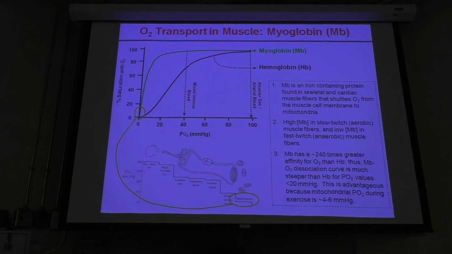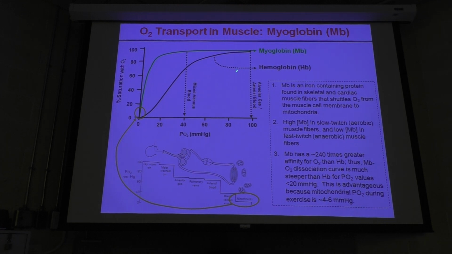So there's also transport of oxygen in the muscle through myoglobin. Myoglobin is an iron-containing protein that's found in skeletal and cardiac muscle fibers that shuttles oxygen from the muscle cell membrane into the mitochondria. High myoglobin concentrations are found in slow twitch or aerobic muscle fibers, and relatively low myoglobin concentrations are found in fast twitch or more anaerobic muscle fibers. Again, this makes intuitive sense. You'd want to have high myoglobin levels in highly oxidative fibers and lower myoglobin levels in more glycolytic fibers. Myoglobin has 240 times greater affinity for oxygen than hemoglobin.